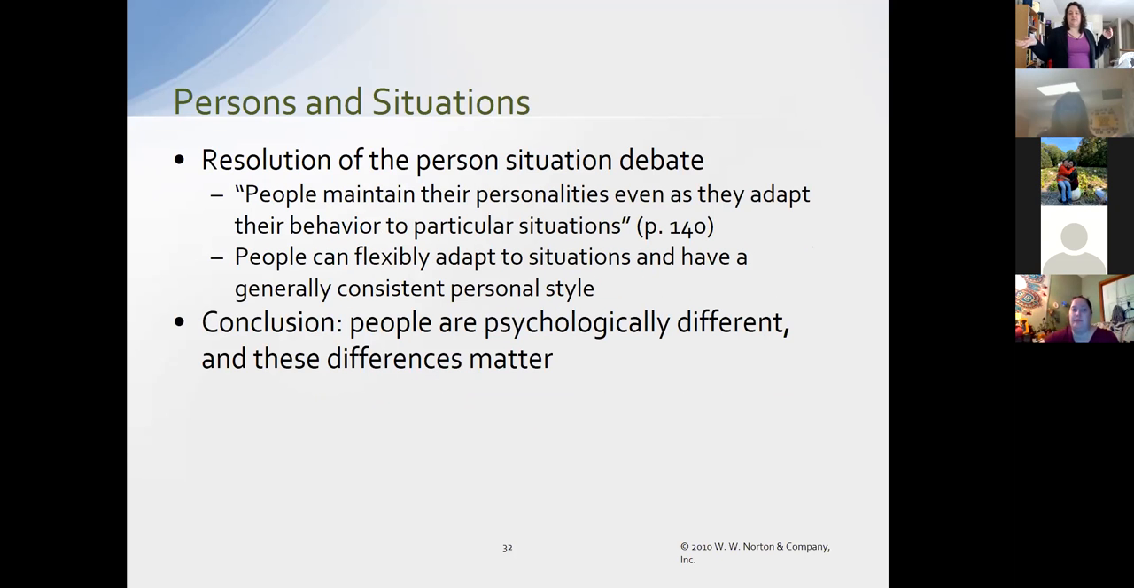So how do we resolve this person-situation debate? This is how Funder tries to do it. He says people maintain their personalities even as they adapt their behavior to particular situations. That's probably a different page number in your book now. This is from like three editions ago. People can flexibly adapt to situations and still have generally consistent personal styles. So the conclusion is that people are psychologically different and those differences matter, but that does not mean that the situation does not also matter.